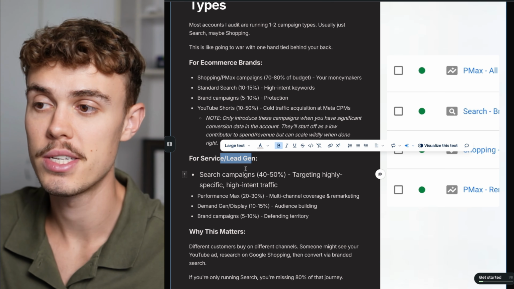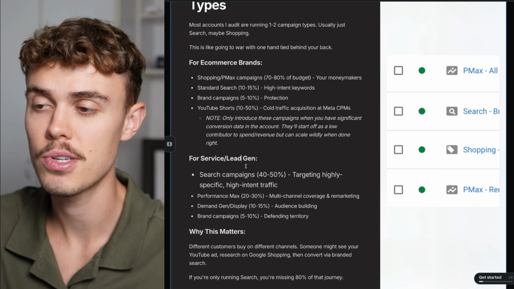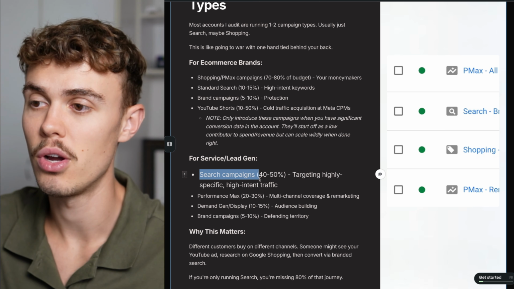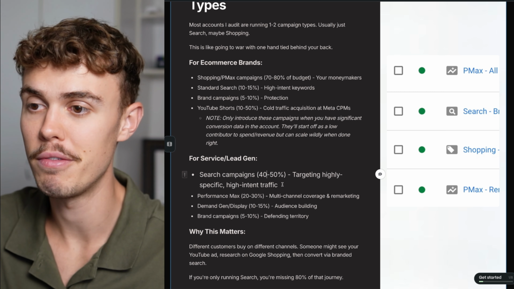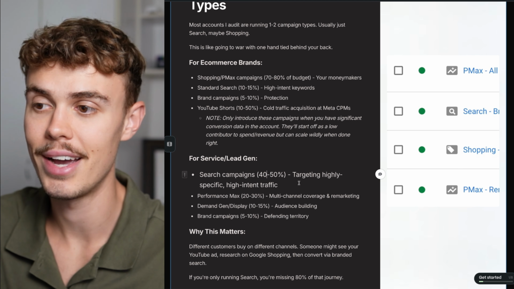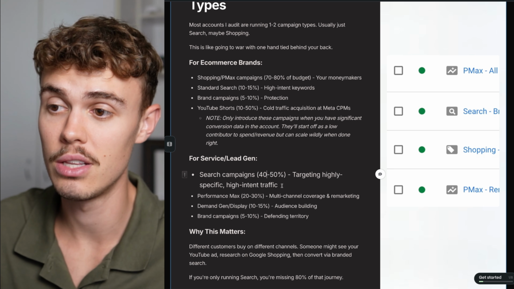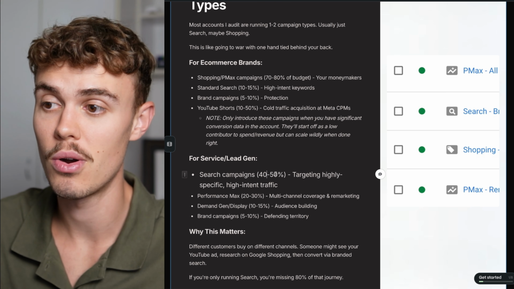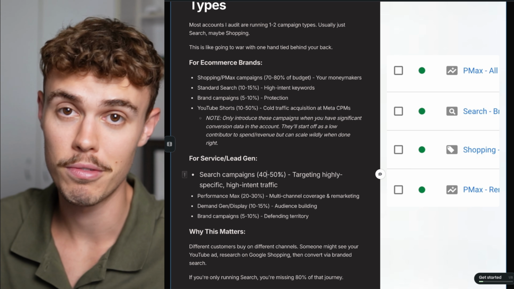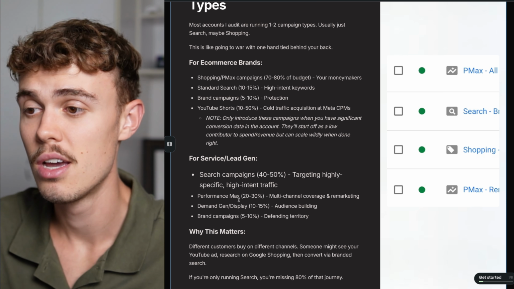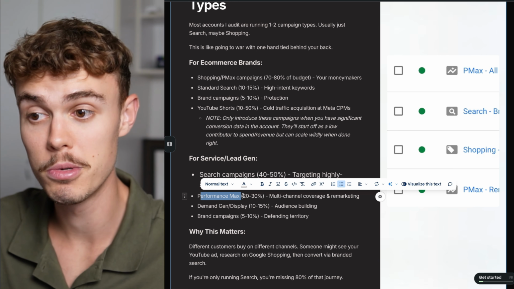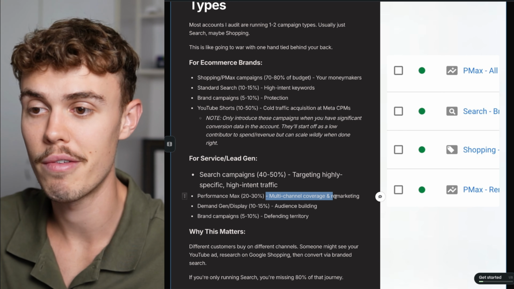Okay, and then for service-based and lead gen accounts, you want to be putting the majority of your spend into search campaigns. That'll be 40 to 50%, targeting highly specific, high intent traffic. So you just want to be making sure that you're focusing on only the highest intent traffic in those campaigns. Should be the vast majority of your account. Again, probably even beyond 50% in early stage accounts. And then you want to allocate some to Performance Max as well for multi-channel coverage and remarketing.